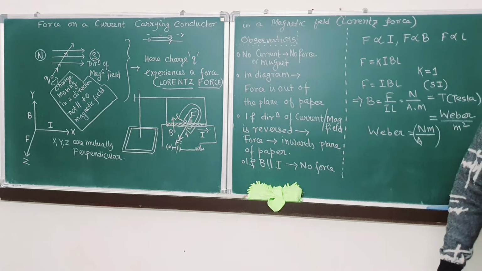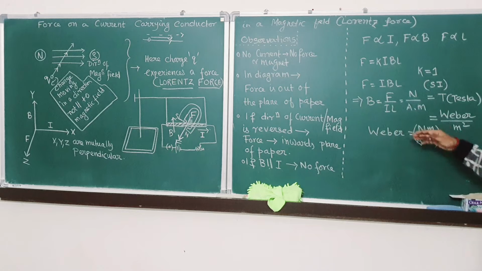Clear? Okay. Now to find the units, which is very important, B is equal to F by IL. So Newton by ampere meter. Together it is called Tesla. Based on this, now a company is running, and that is not owned by Tesla.